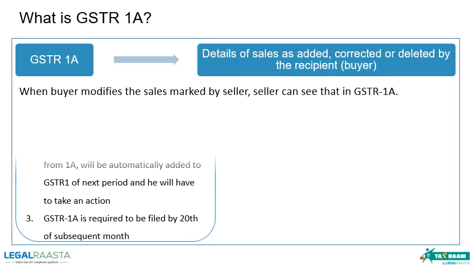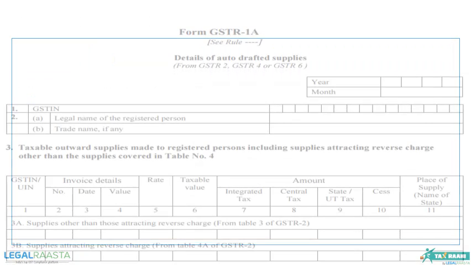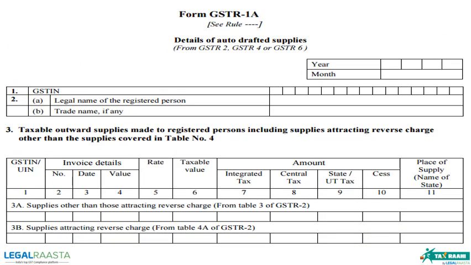GSTR 1A gives the details of outward sales as added, corrected or deleted by the recipient, which the seller can approve or disapprove. This return is to be filed by the 20th of the succeeding month. These are the details which will be auto-populated in GSTR 1A and made available to the seller, like details of outward supplies to a registered person like GSTIN, UIN, invoice details, taxable value, etc.